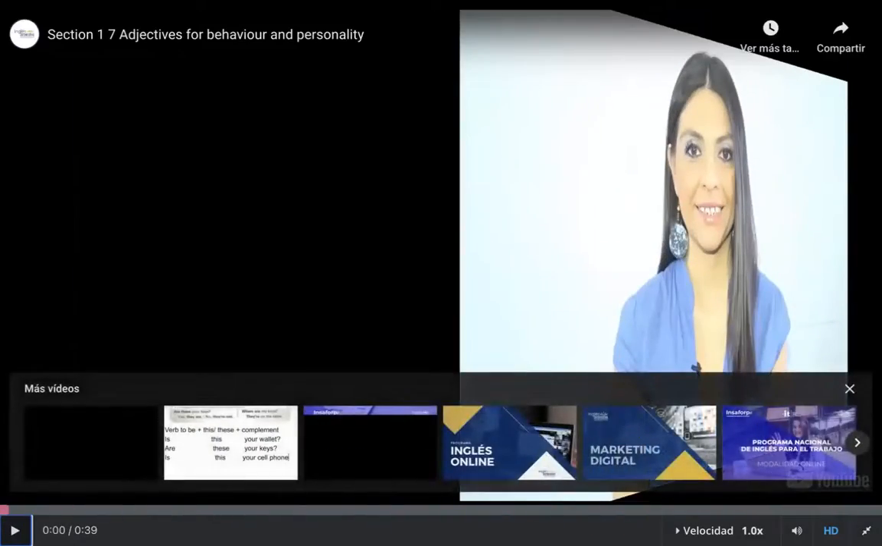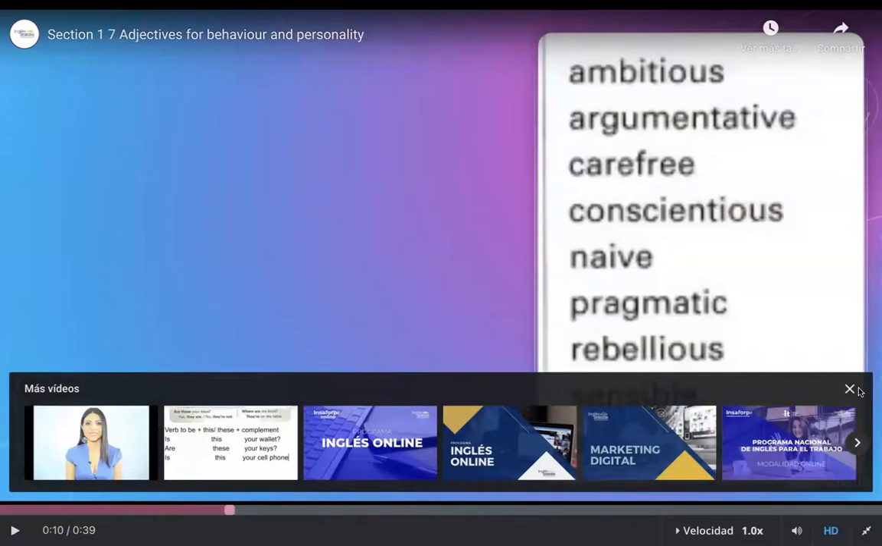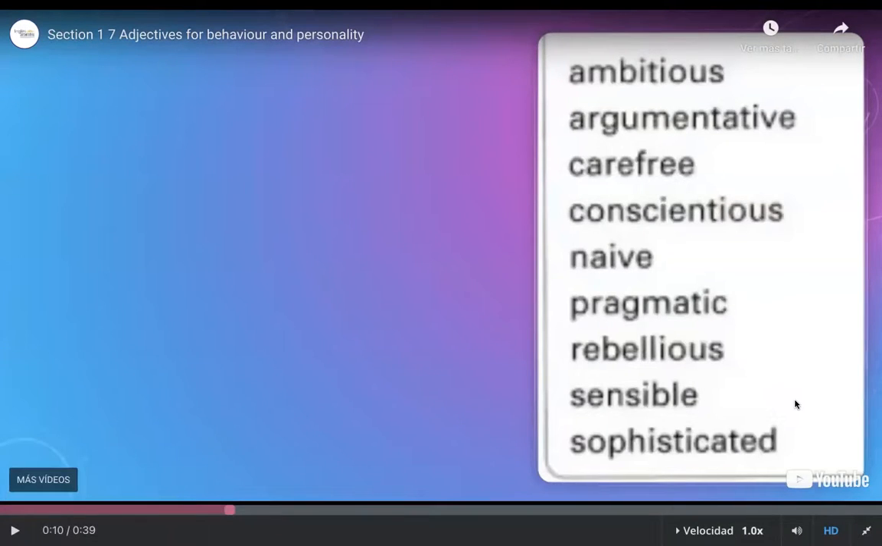Okay, so let's take a look at those words, make sure they're clear. Are there any words that you're not sure what they mean? Naive. It's like the person that believes in Santa Claus. And pragmatic? Pragmatic is the person that thinks with their head and not with their heart. What about carefree? Carefree, they don't care. They do YOLO. They do whatever in life. You only live once.